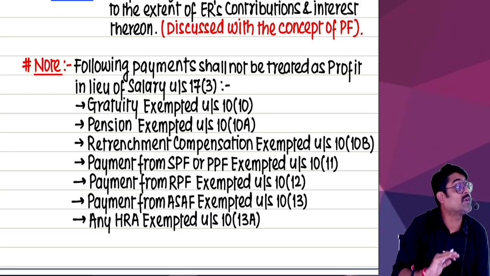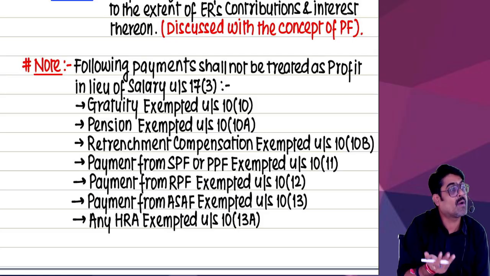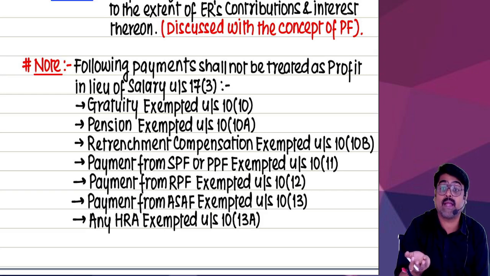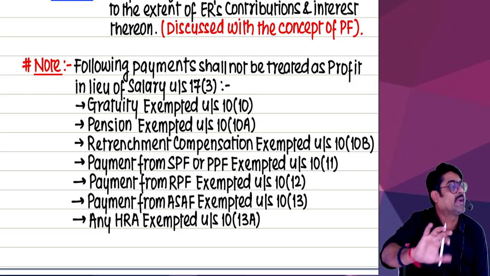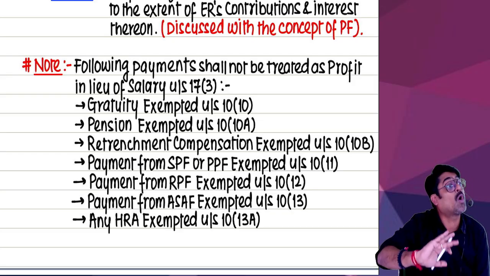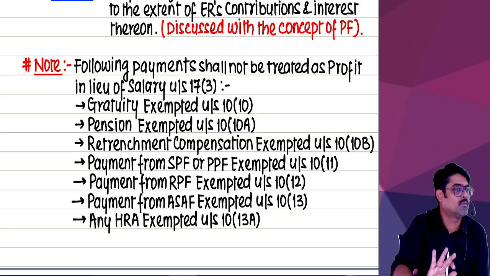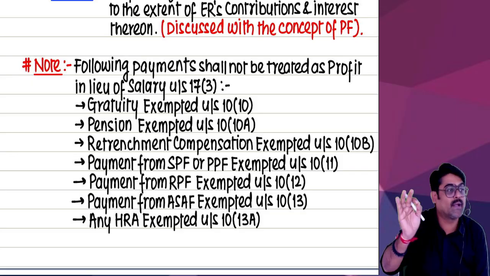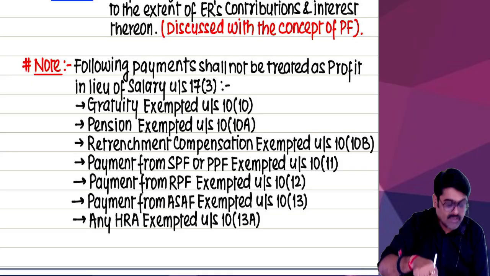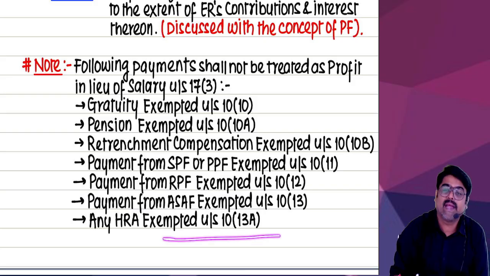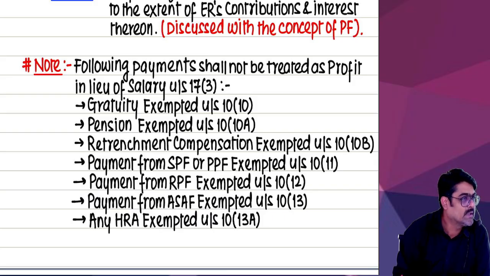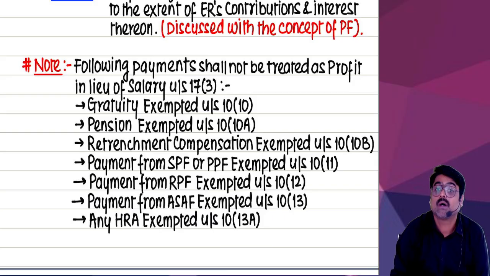You are supposed to consider only the taxable amounts. And what is the taxable amount? Any amount coming from any provident fund or other fund which was given by the employer as employer's contribution or any interest thereon will be treated as your profit in lieu of salary. But these amounts will not be treated as your profit in lieu of salary because these amounts are exempt. Will you remember this?